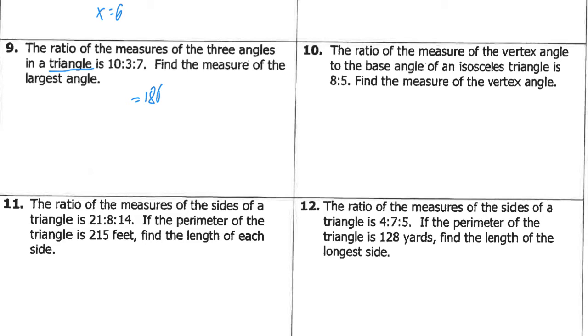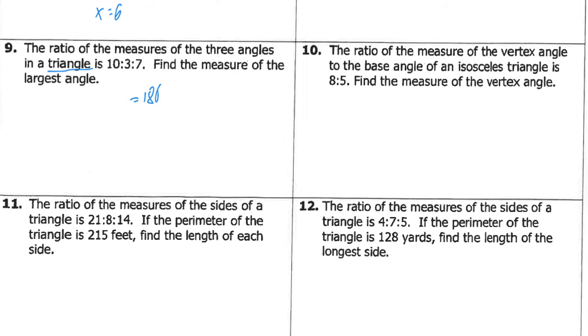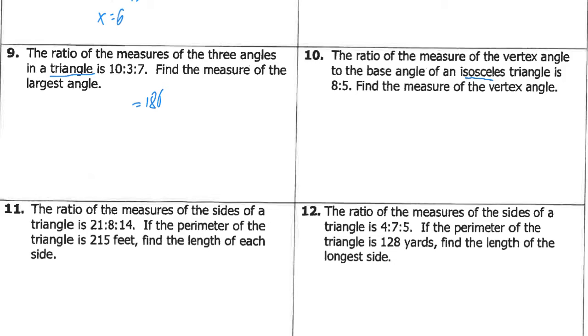It says the ratio of the measure of the vertex angle to the base angle of an isosceles triangle is 8 to 5. So this one's tricky because you have to remember what's an isosceles triangle. And an isosceles triangle is a triangle who has two sides that are the same. So we know that two sides are equal, and that also means that two angles are equal. So if these two base angles are equal, we could say there are two of those in this triangle. So the vertex angle to the base angle, so that means 8 is the vertex angle, and 5 is the base angle.